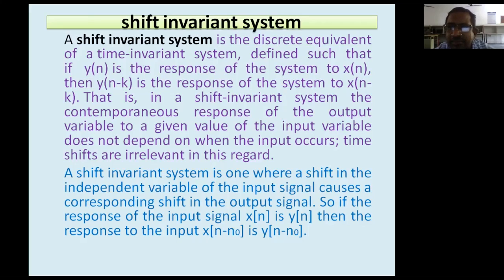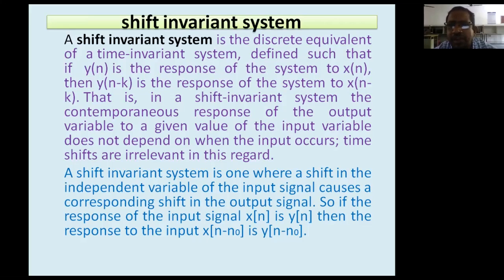What is an LTI system? Even though you have a shift in the time, the time shift is not going to be seen in the output. So it becomes irrespective of the time shift. That is called time invariance. So time variance means what? Obviously it is going to depend on the time.